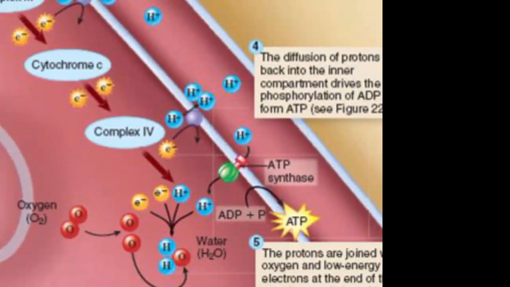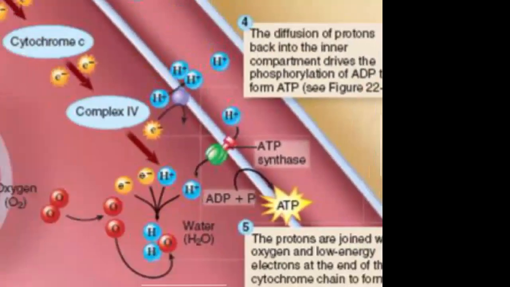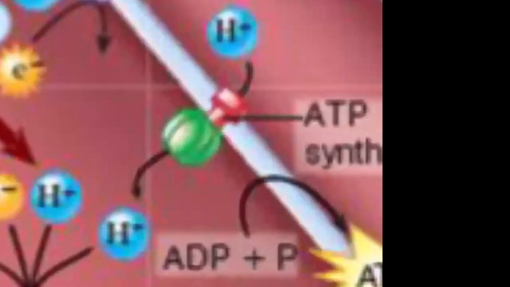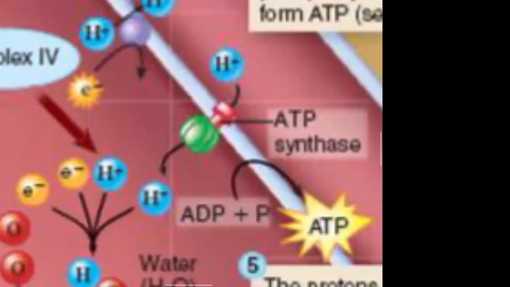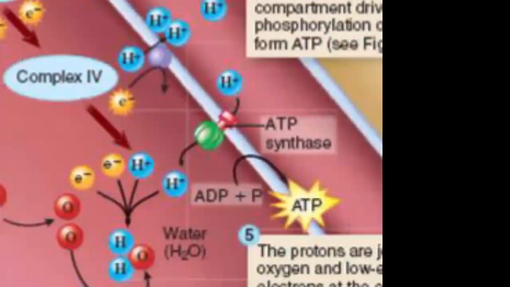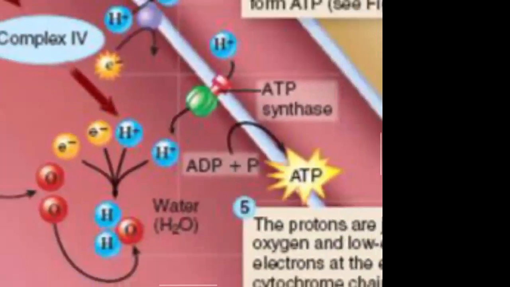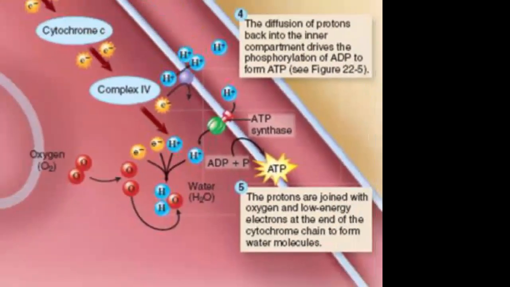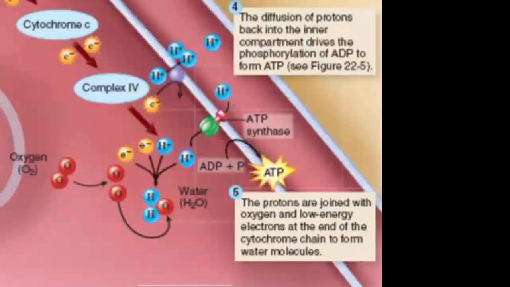They are going to make their way to this protein here, ATP synthase. And they're going to shoot through this type of a special protein channel. And as they shoot through, that causes ADP, adenosine diphosphate, plus their inorganic phosphate, to join up and create ATP. And you'll notice water is also created here as a byproduct.